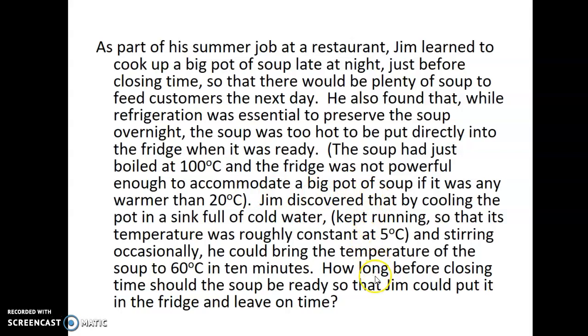So he discovered that by cooling the pot in a sink full of cold water, keeping it running so that the temperature is roughly a constant 5 degrees Celsius, this is going to be our ambient temperature, and stirring it, he could bring the temperature of the soup to 60 degrees in 10 minutes. So that's some data that we're going to work on. Remember, he's got to get it down to 20 degrees Celsius, but he knew that if he keeps stirring in an ambient surrounding temperature of 5 degrees Celsius, he could bring the soup down to 60 degrees in 10 minutes.